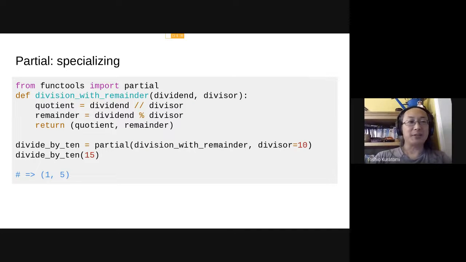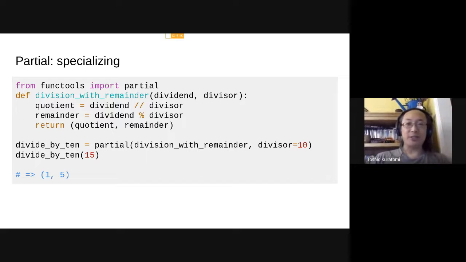Let's look at partial next. Partial can be used for many things. In this case, I'm going to use it for specializing a function. And what do I mean by that? Well, here I have a kind of generic function, division with remainder. It can take any dividend, any divisor, and it will attempt to divide them, and it will return the whole number portion, the quotient, and then whatever was left over after doing that, the remainder.